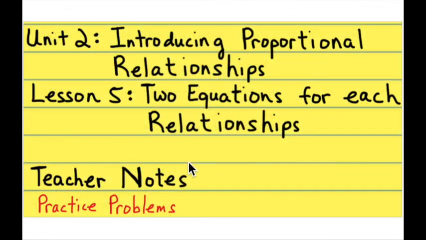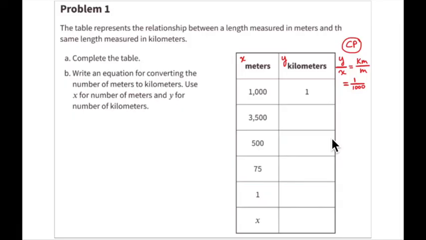These are the practice problems for lesson 5, 2 equations for each relationship. In problem number 1, they just ask you about one equation and one constant of proportionality, for the relationship between meters and kilometers. This is a fixed relationship. If you measure 1 kilometer, then you have measured 1,000 meters. It takes a whole lot of meters, because meters are small, to equal 1 kilometer, because kilometers are big.